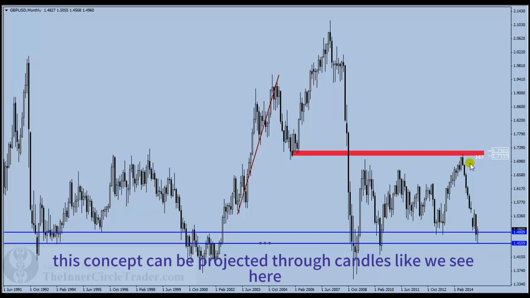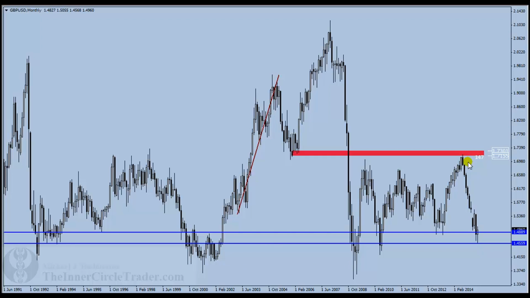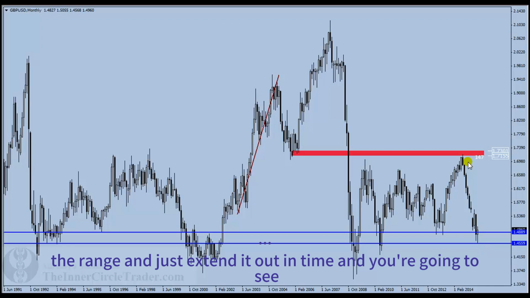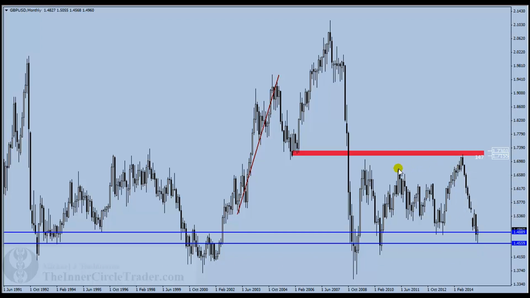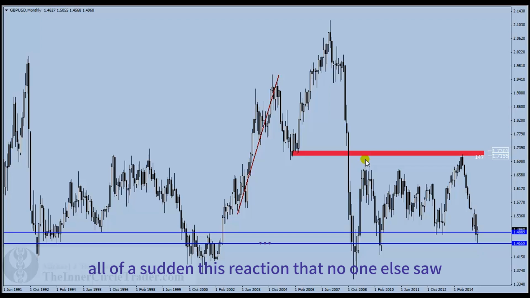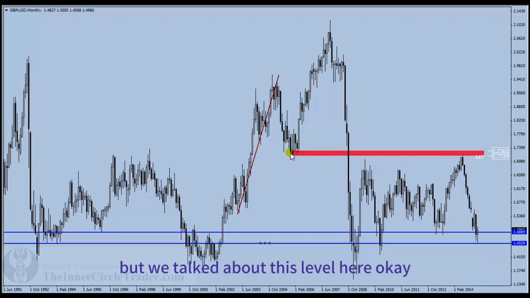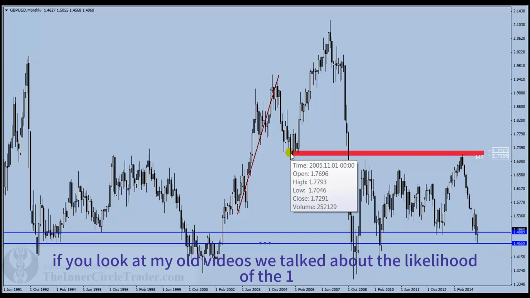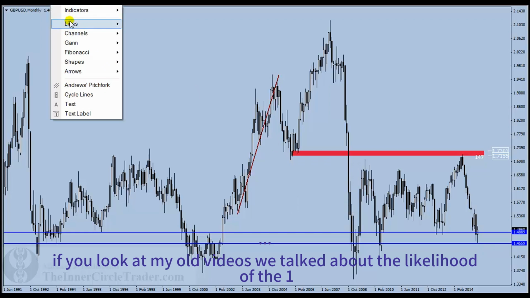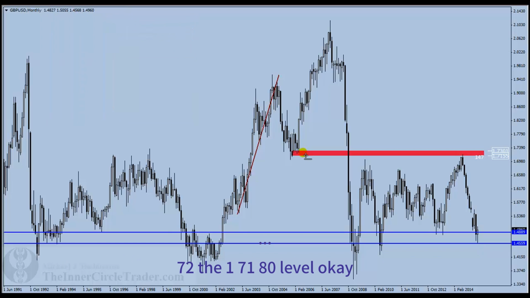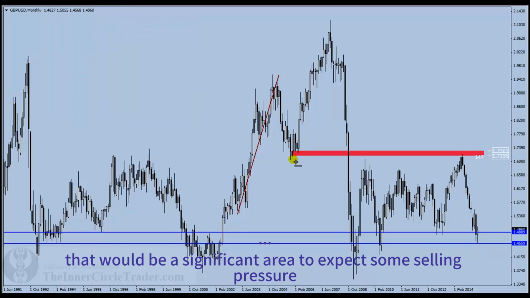But we talked about this level here. If you look at my old videos, we talked about the likelihood of the 172, the 171.80 level. That would be a significant area to expect some selling pressure. And in fact, when price was rallying up here, we were talking about the false breakout idea above this high here and this high here, moving up into this old low. Now, traditional support resistance traders would expect you to believe that it's going to work like this. And you're going to see a glaring disparity between what we teach and what actually happens.